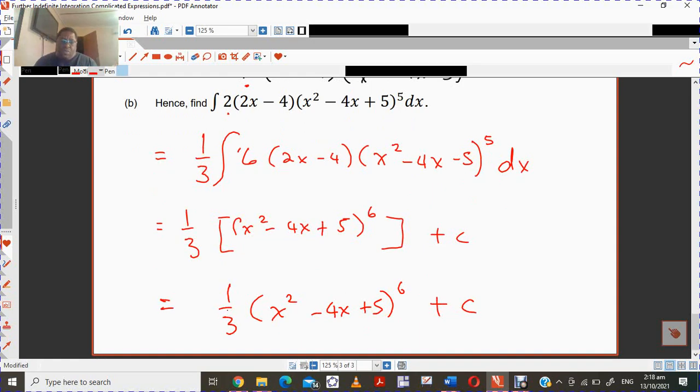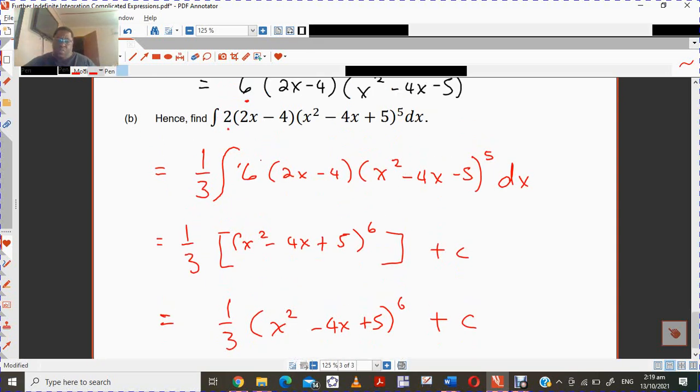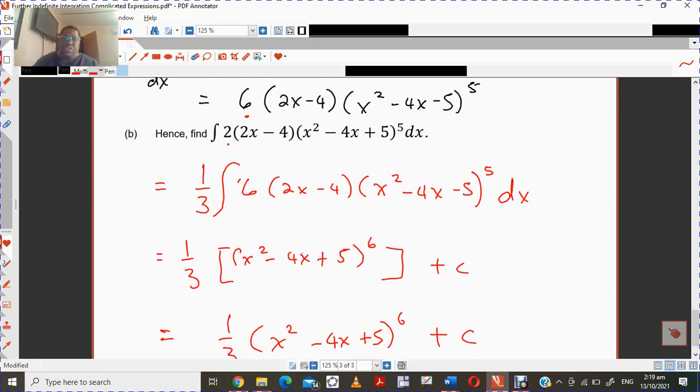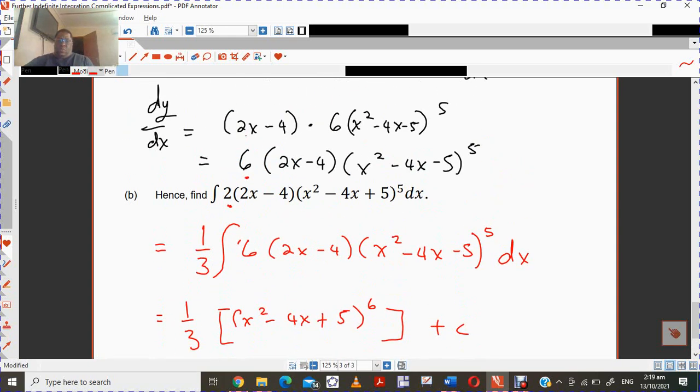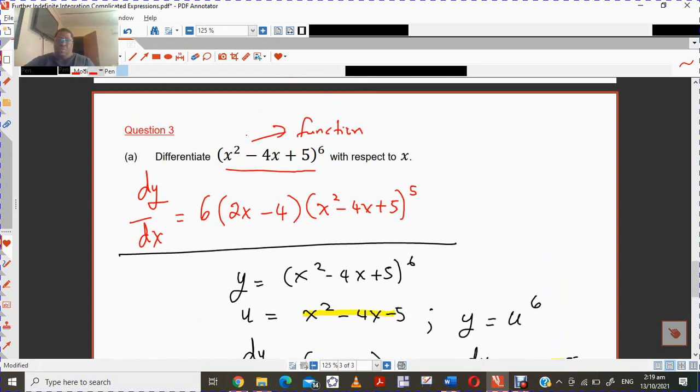A third had to be brought in here because you have to find the antiderivative of 2 times the rest. But we had a 6, so we need to make sure that we pull out a third, because a third of 6 gives you the 2 that you have here. Well, I hope it has been a little bit helpful.